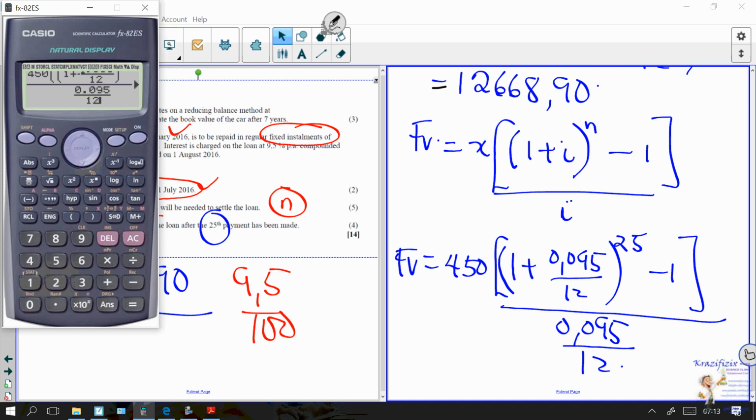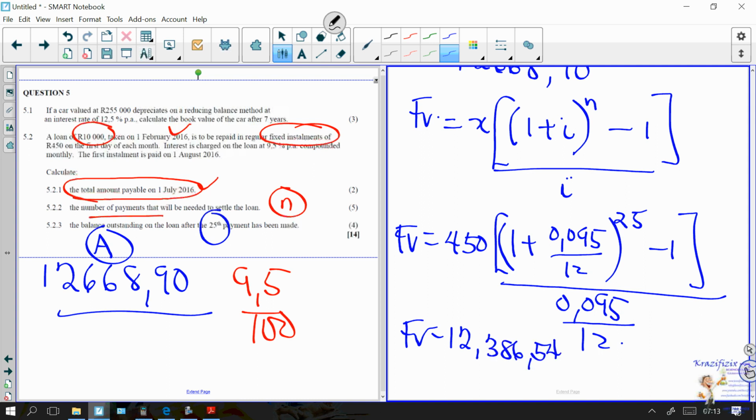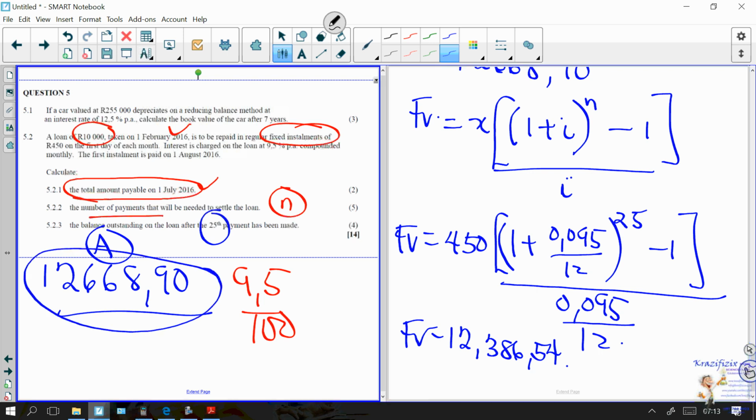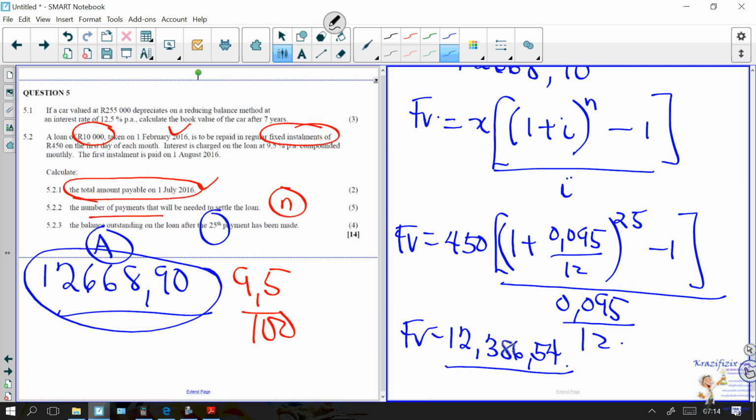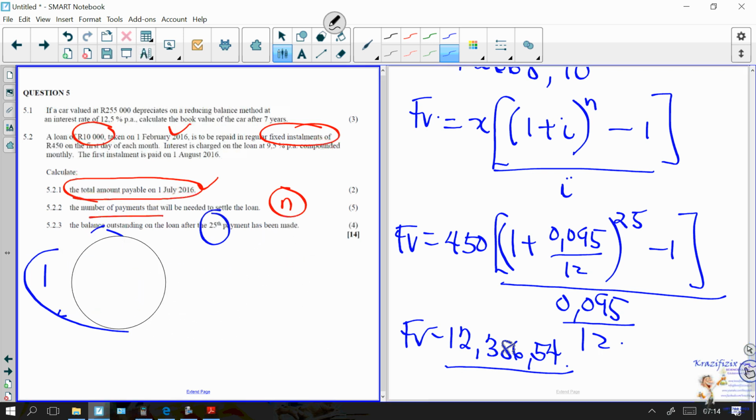0.095 divided by 12. What's my value here? It means all the money I have paid so far is 12,386 rand 54 cents. FV is 12,386 rand 54 cents. So I am now owing this after 25, but I've paid this. What do we do? We subtract now. Because of space, I'm just going to write 1, 2. All right, I remember that value.